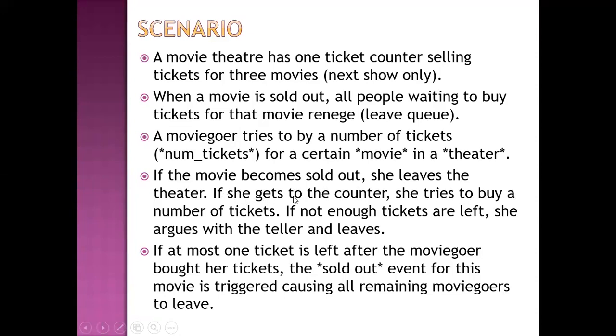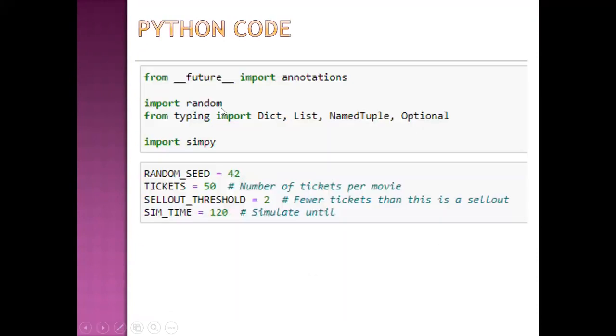If the moviegoer gets to the counter, he or she tries to buy a number of tickets. If not enough tickets are left, he or she argues with the teller and leaves. If at most one ticket is left after the moviegoer bought her tickets, the sold out event for this movie is triggered, causing all remaining moviegoers to leave. So this is the scenario. Now let us see the Python code.